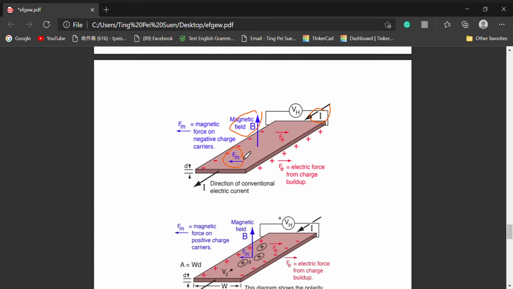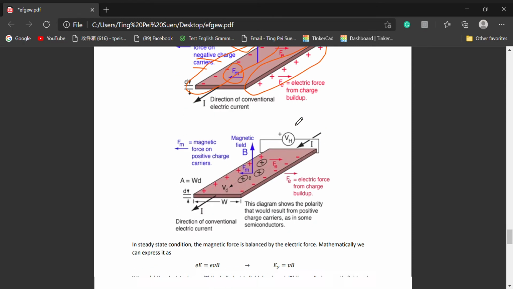magnetic force. And it is mentioned here that the semiconductor carries a negative charge carrier. So the negative charge carriers are forced to move to the left side by the magnetic force, leaving the positive charge at the right side. And with this opposite polarity in the semiconductor, it will induce a Hall voltage.